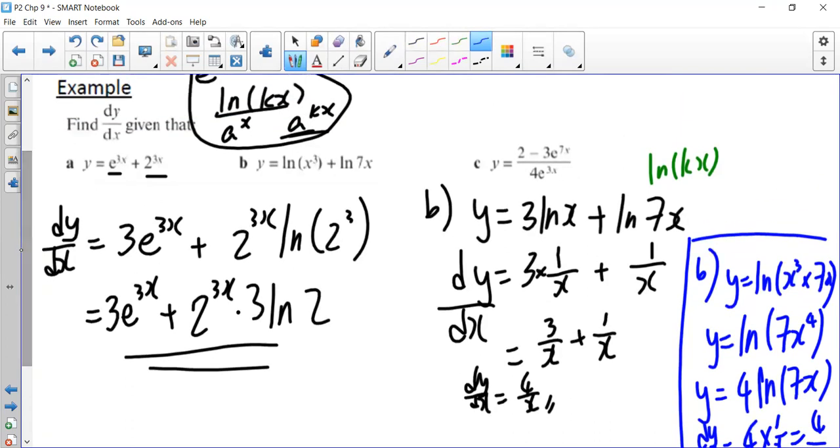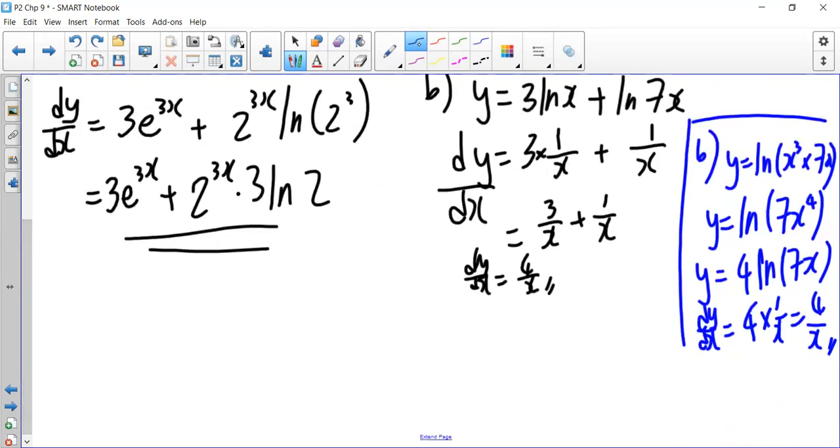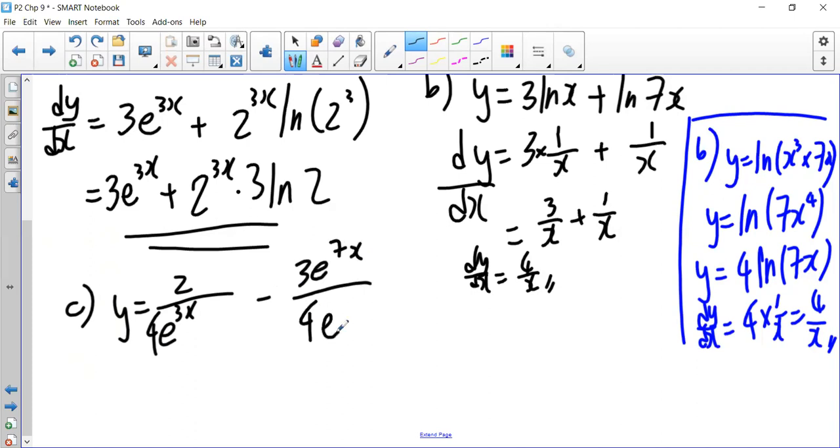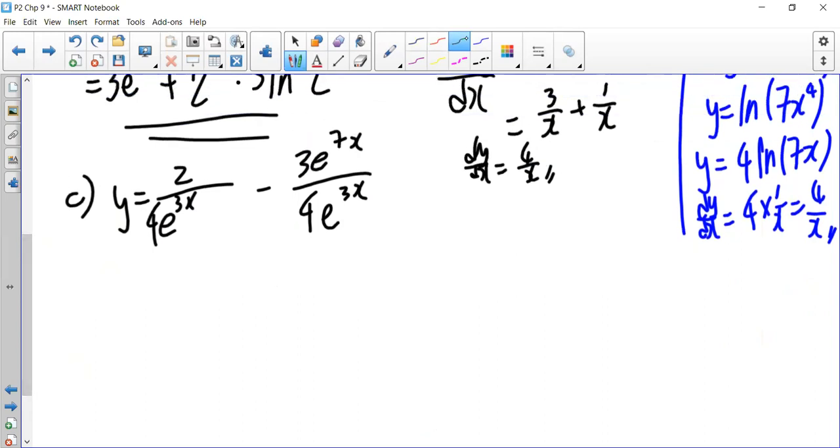Next one, part C. When we differentiate a fraction with multiple terms in the numerator, we can split it easily like butter. We split the fraction first, so y equals 4e to the power of 3x minus 3e to the power of 7x, over 4e to the power of 3x. So we can simplify the fractions first before we differentiate. The first fraction, 2 and 4, so 1/2.